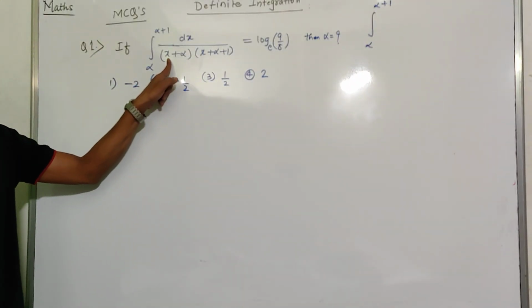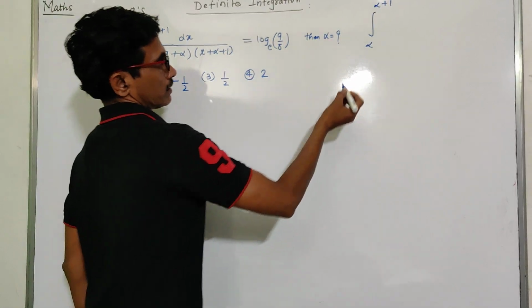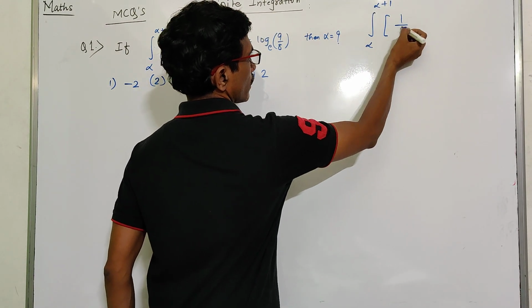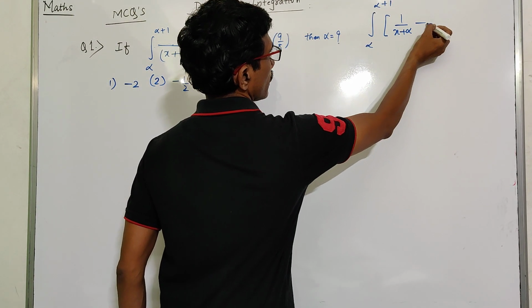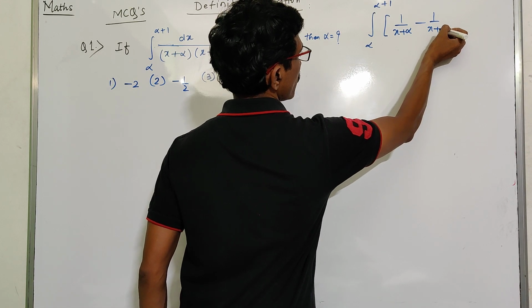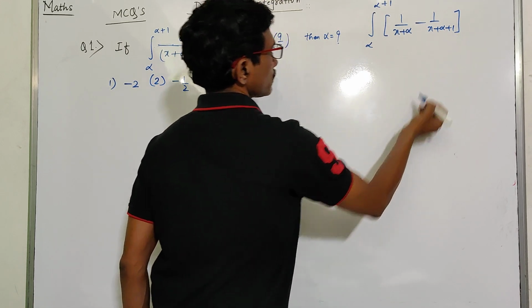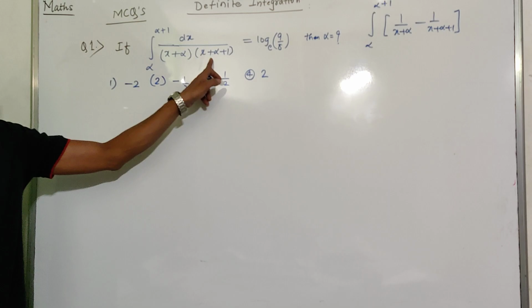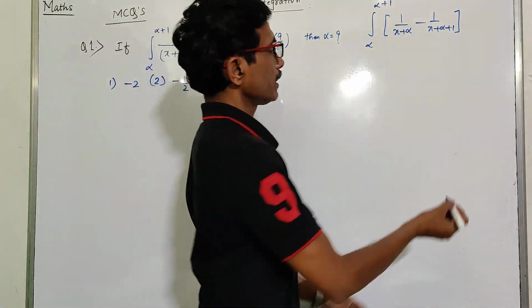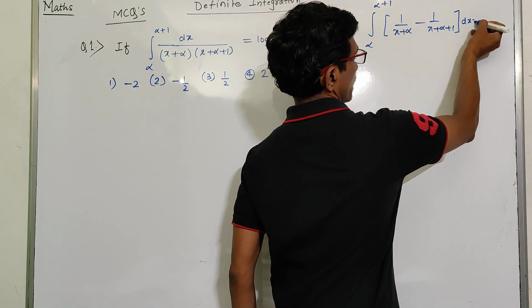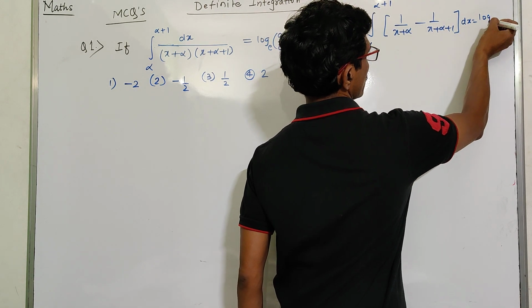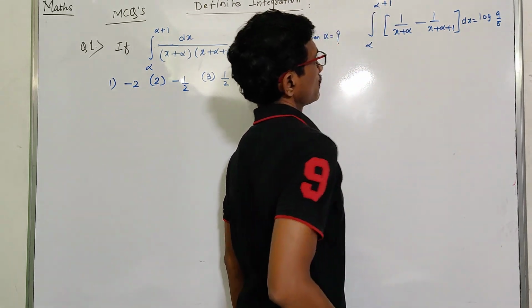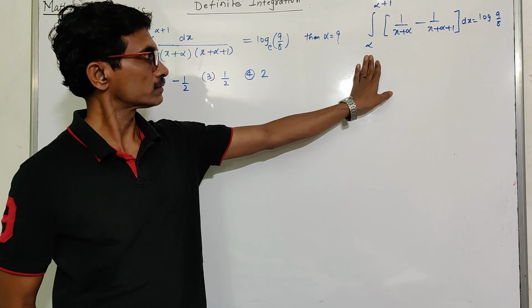See what the partial fractions are: 1 upon x plus alpha minus 1 upon x plus alpha plus 1, this dx. Right hand side is log of 9 by 8. Here alpha is to be found out.